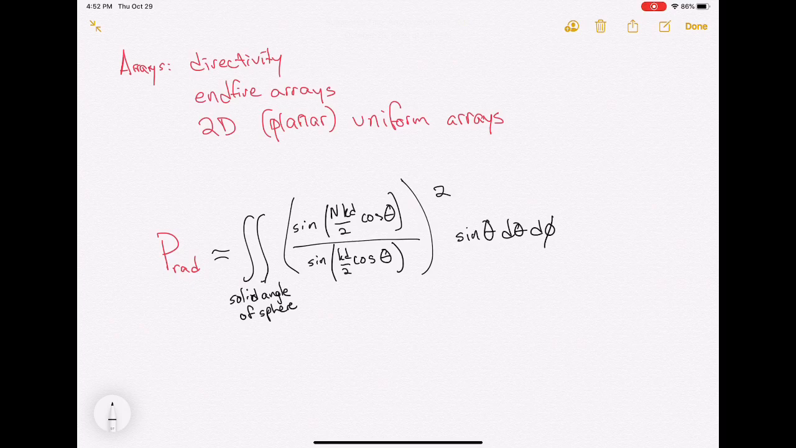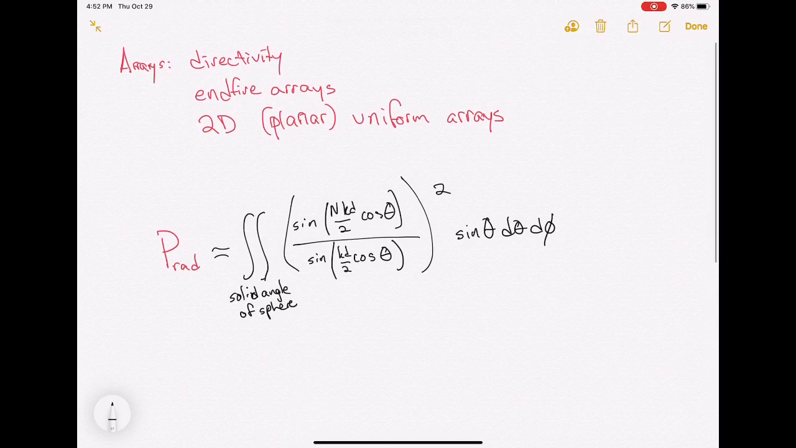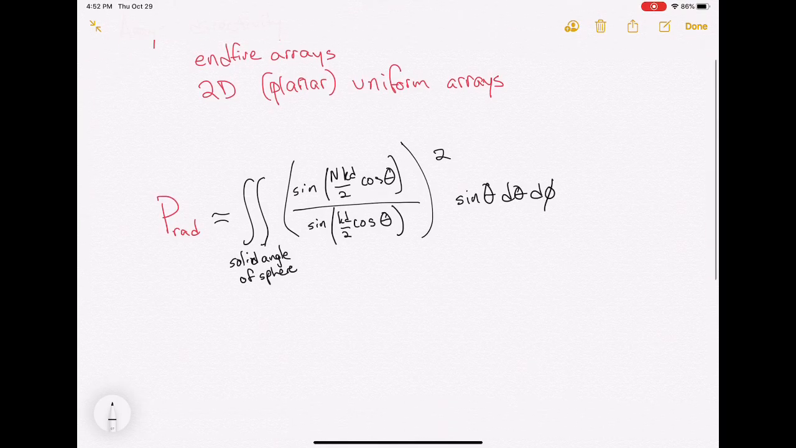It's kind of a lot to do. It's best to do that numerically. And actually, your textbook comes with a CD that has some tools for evaluating this numerically, or you can just write it up in MATLAB yourself. That's not too hard. But for certain special cases, we can approximate this.